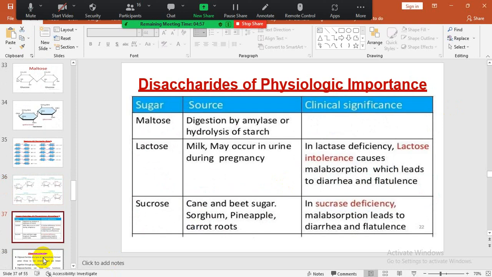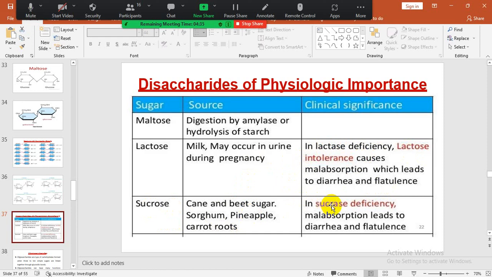Okay, so we have the disaccharides of physiological importance. Lactose in milk may occur in urine during pregnancy. So when you are pregnant, lactose can occur in your urine. It's a normal physiological process.